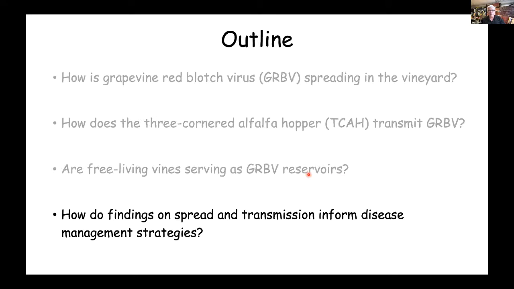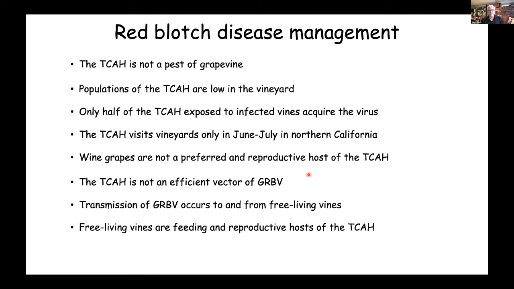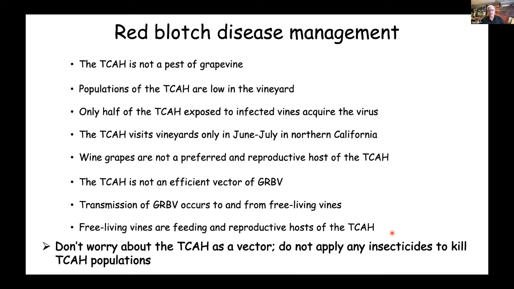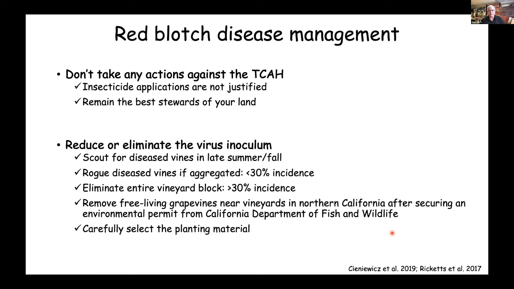So in wrapping up, how do these findings inform management decisions? I will not go through this slide in detail. I will give you the freedom to read it yourself. Basically, my point is I'm going to provide a message that is in line with the previous talks this morning. Do not worry about the 3-cornered alfalfa hopper. In other words, do not apply any insecticides to kill that vector population. This insect vector is not a pest, is a poor transmitter of the virus. Don't worry about the insect vector.